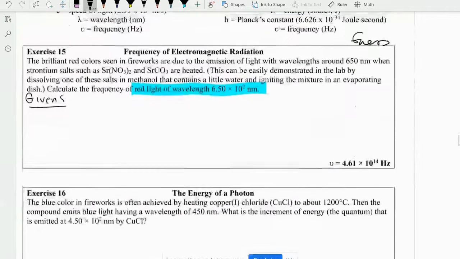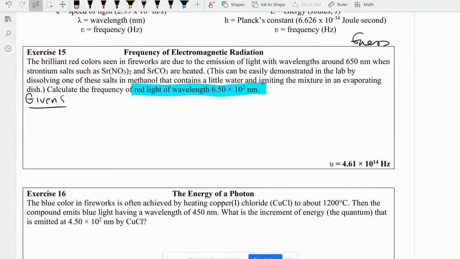Okay. So what do we know? What have we been given? Well, the first thing that we've been given is the wavelength, which remember is lambda. And we know the wavelength is 6.50 times 10 to the 2 nanometers, because it says that and it gives it to us. It is asking us to calculate the frequency. Well, nu is frequency, so we don't know that. That's what we're trying to calculate.